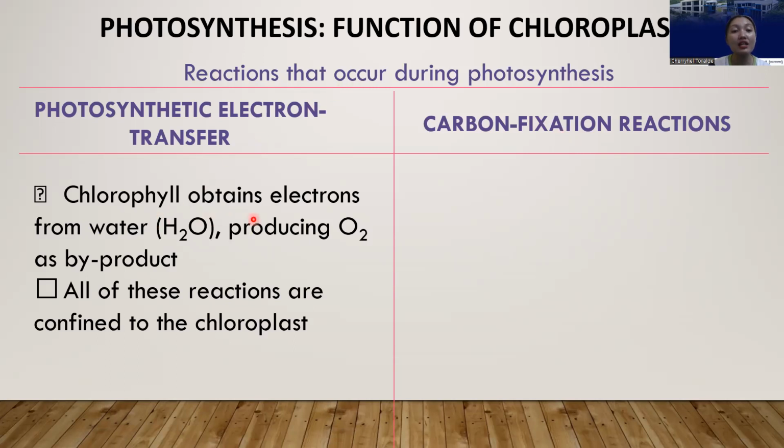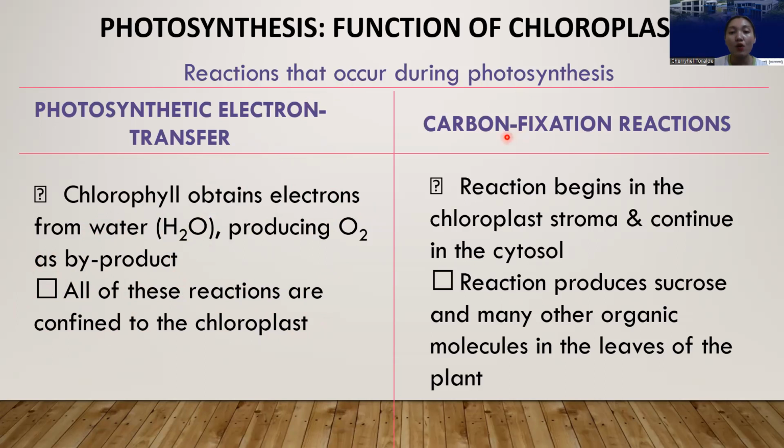So the chlorophyll obtains electrons from the water through the excitation of the photosystems using the photons in the sunlight. Para maguba itong water molecule, makakuha ka og electron, producing oxygen as the byproduct. All of these reactions are confined to the chloroplast. While the carbon fixation reaction begins in the chloroplast stroma and continues in the cytosol. This reaction produces sucrose or glucose and many other organic molecules in the leaves of the plant.